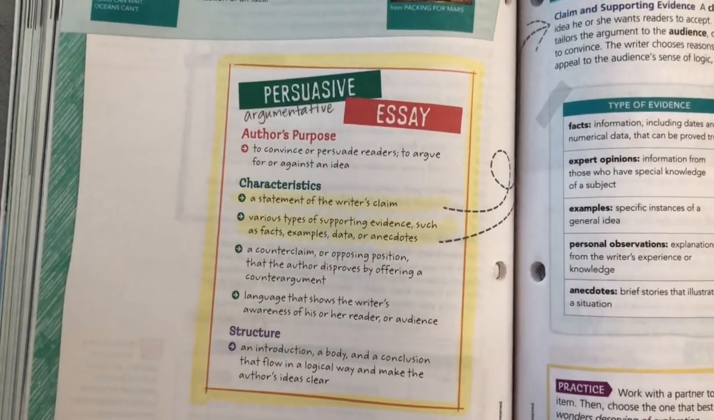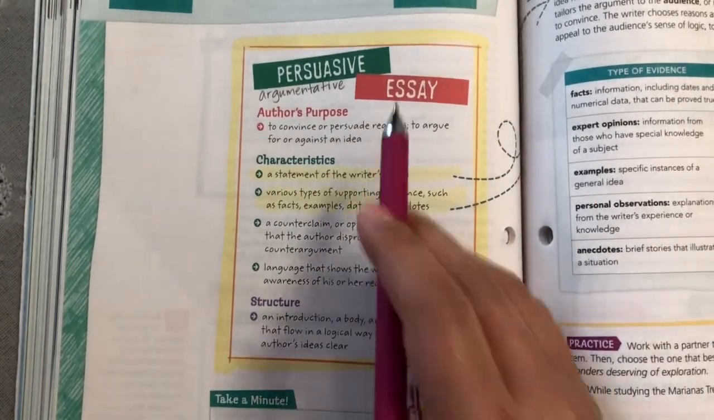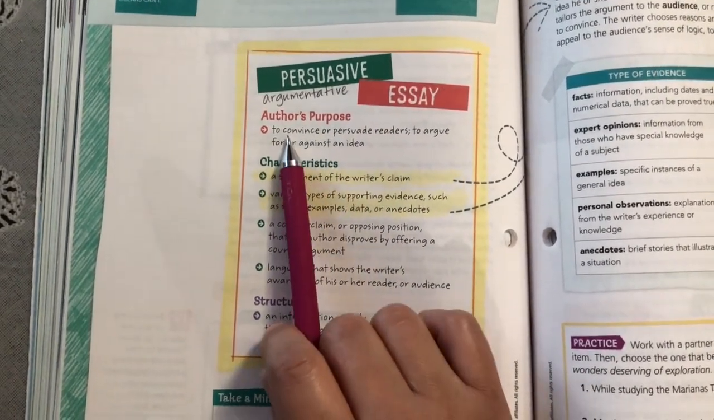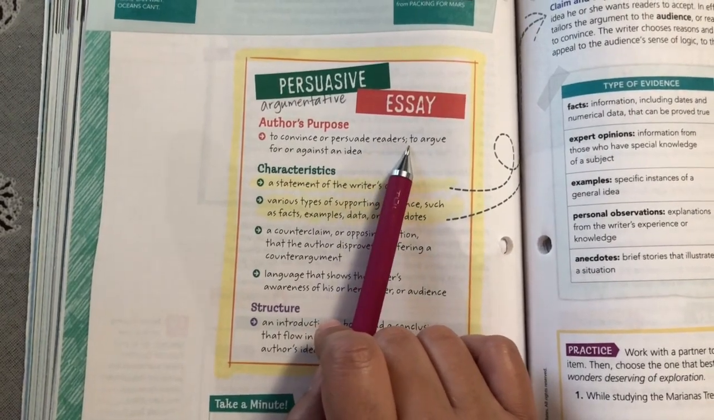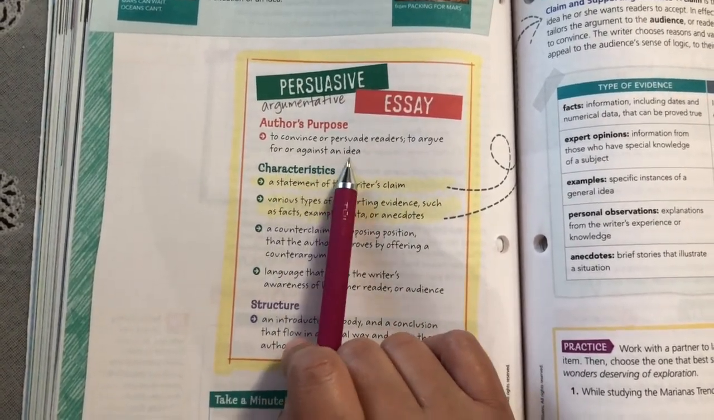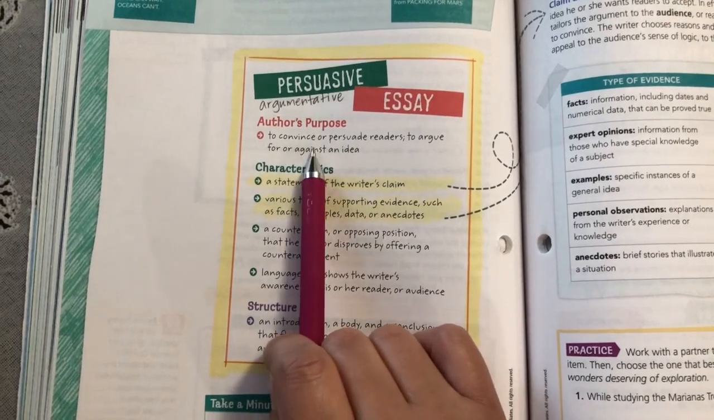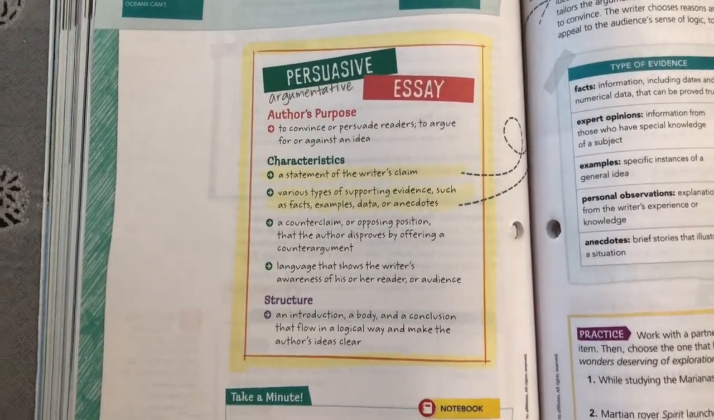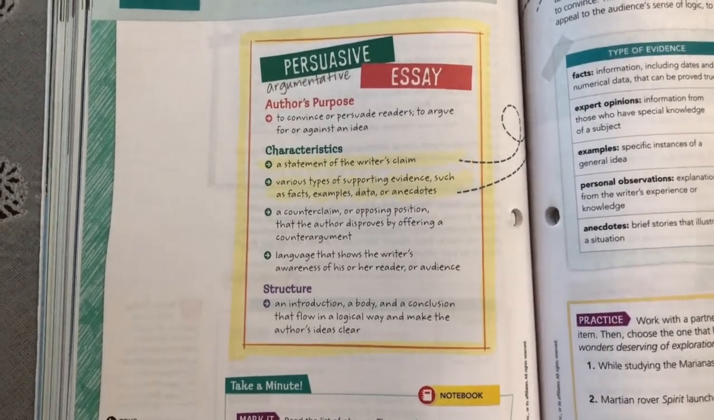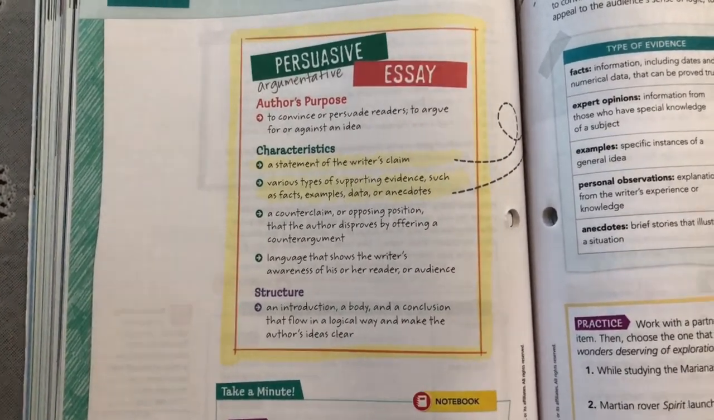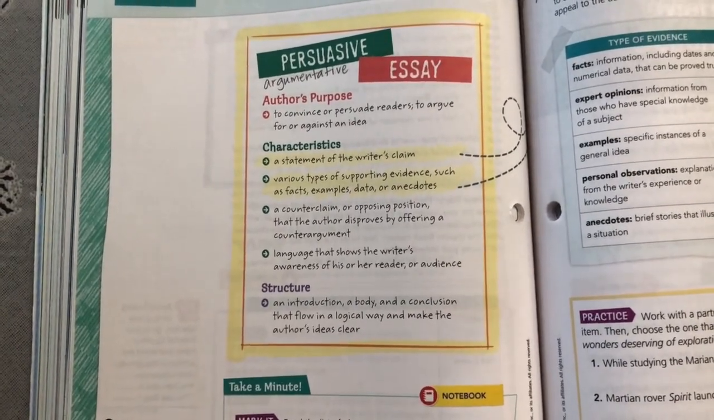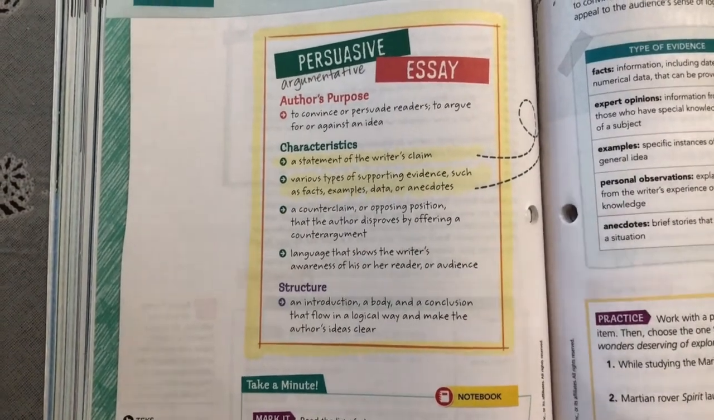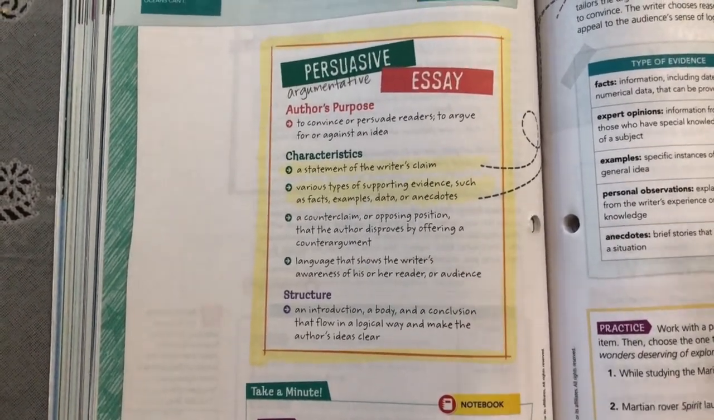So let's take a look at our genre elements. Our author's purpose in a persuasive essay is, of course, to persuade, right? To convince or persuade readers, or to argue for or against an idea. So this is kind of interesting because it makes it clear that sometimes you might be trying to convince someone to go against something else. You're still persuading them, but it's kind of like in the negative way. So it's like, oh, I'm trying to convince you that Pizza Hut doesn't have the best pizza, instead of me trying to convince you that Little Caesars has the best pizza.